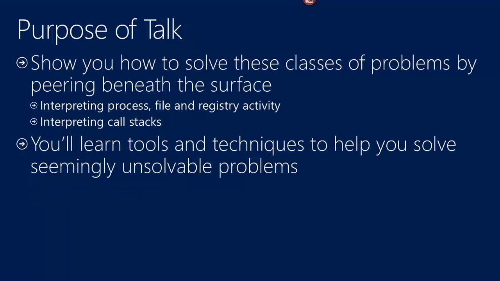So the purpose of this is to show you how to look underneath the hood of the application in Windows itself to understand where did things go wrong. What's the trigger that led to the problem? Not the symptom, but the actual root cause. And then be able to, using that information, mitigate the problem or fix it.